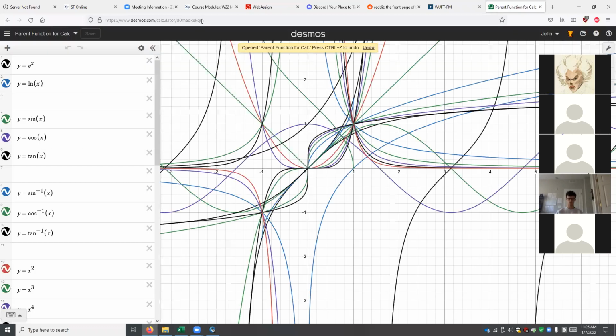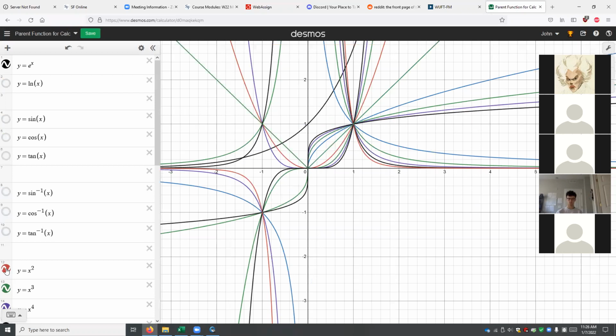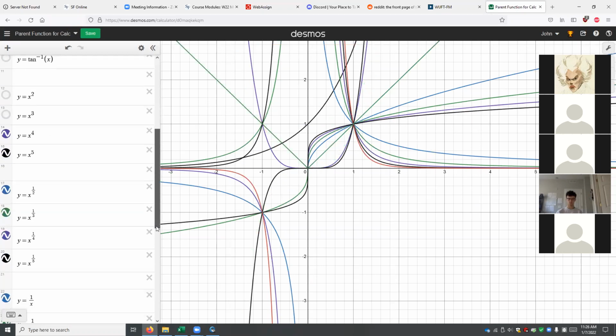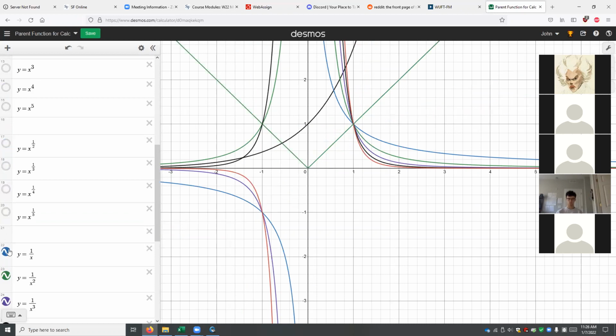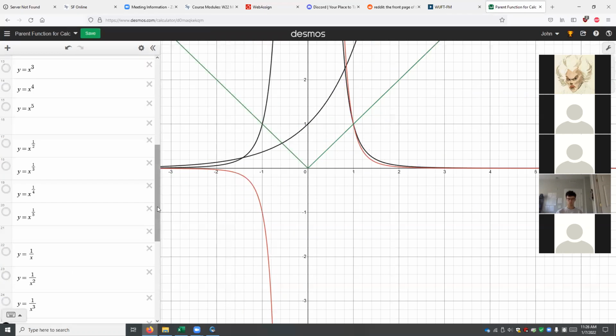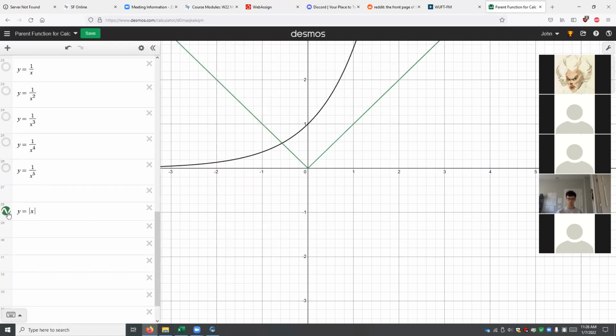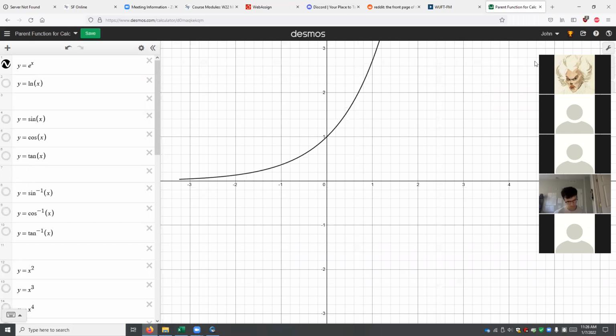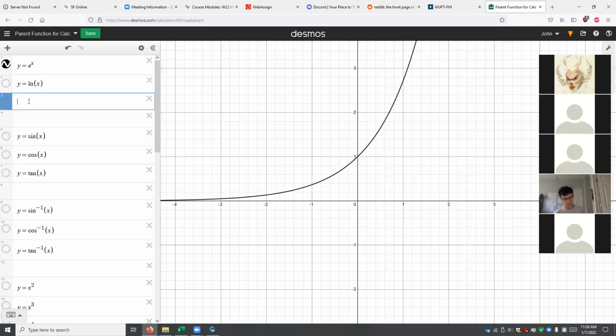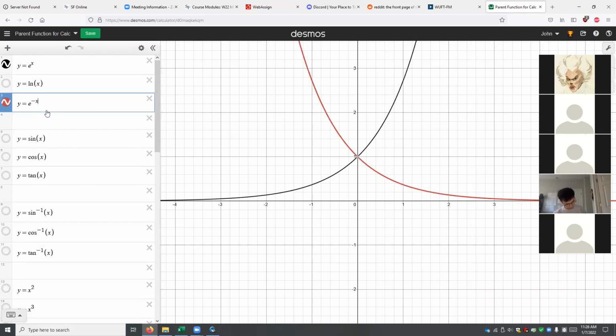Open it. All right. So this big mess of things is a Desmos environment where I've just preset all of the parent functions or basic graphs that you need to know. So I'm going to turn off all of them except for the one that we're starting with here. There it is. So here is e to the x. And then the transformation rule just says if you want e to the negative x, you'll flip this over horizontally. There it is. So this is the graph that we're working with.